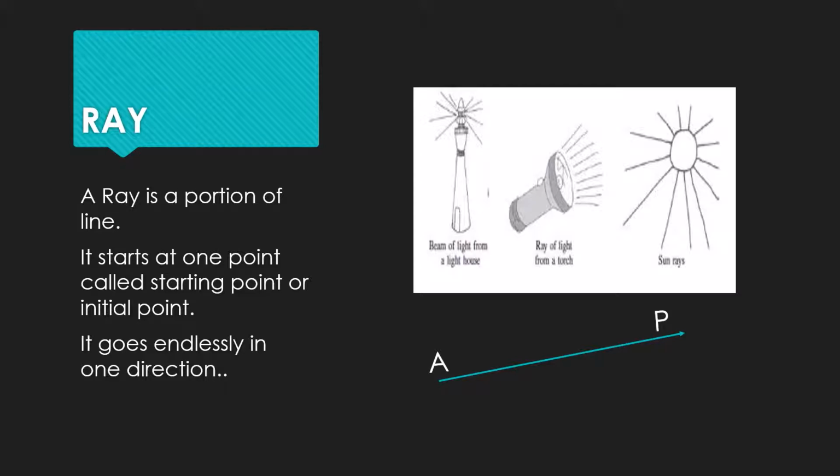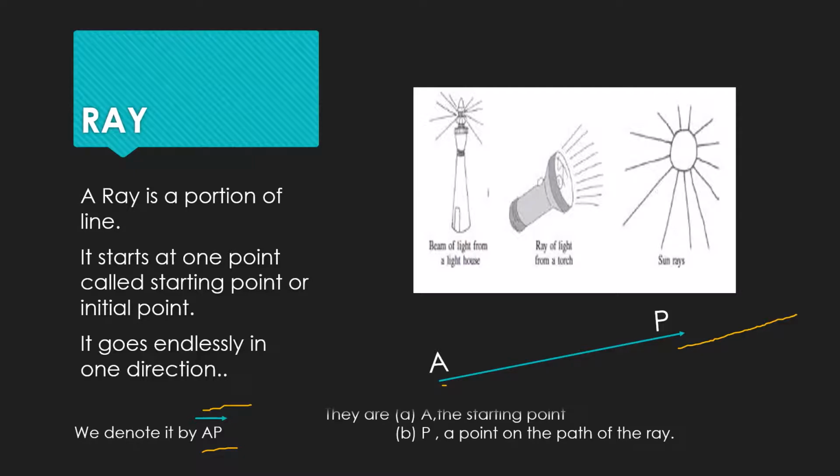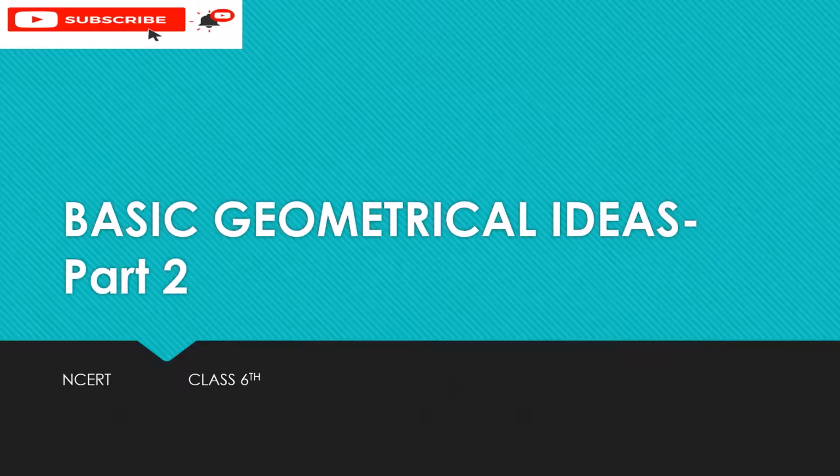Are you able to see? It has one end point here, and it goes endlessly in another direction. We denote a ray AP with this symbol. Now see again, in this ray, A is the starting point and point C is on the path of the ray.